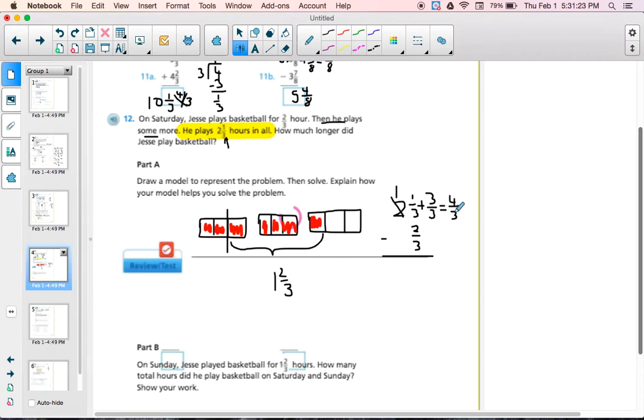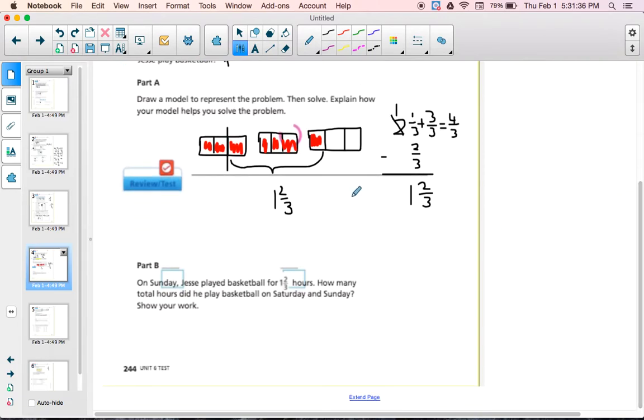One-third plus 3/3 is 4/3. 4 take away 2 is 2/3. Bring down your 1, 1 2/3. Here's the model. Here's how to do it, just using your numbers. All right, now the problem goes on.